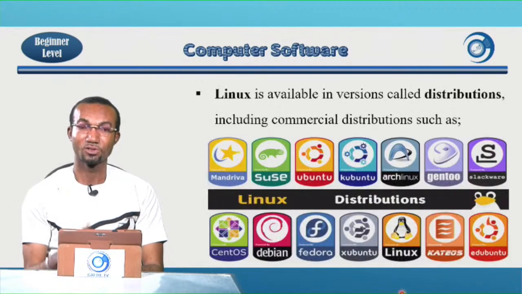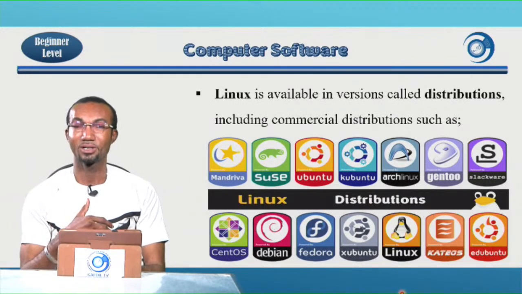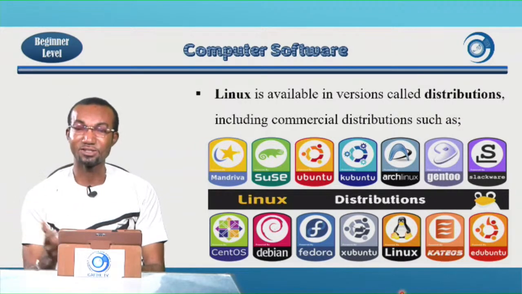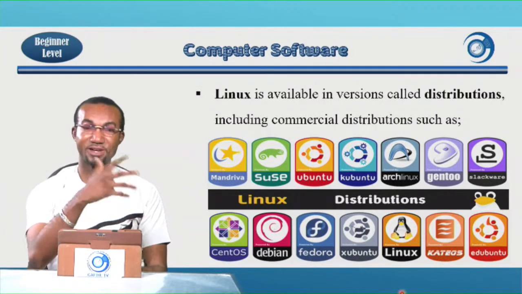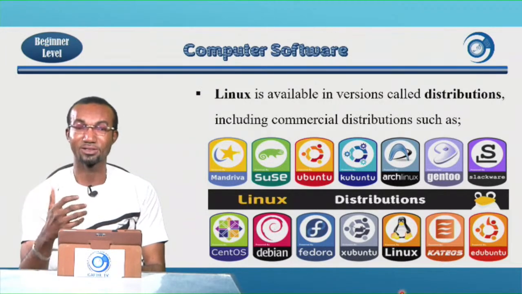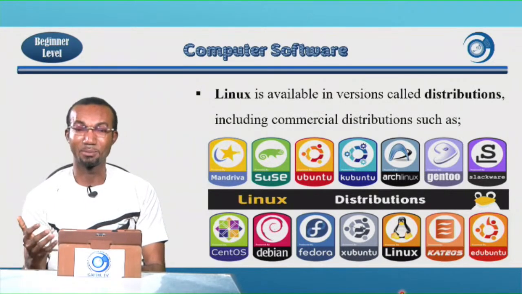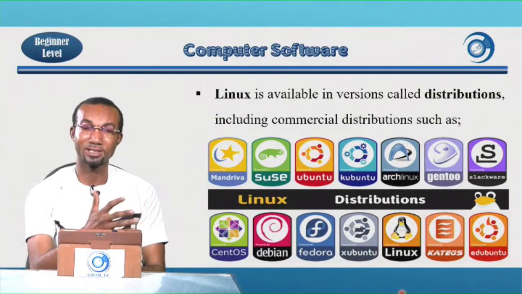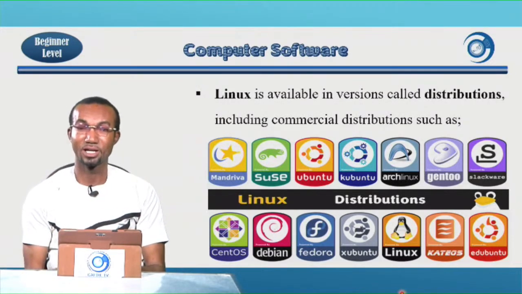Good. So with Windows and Mac, they call theirs versions. When you are asked what are some of the versions of Windows, you can talk about Windows 7, Windows 8, Windows 10, Windows 11. They are versions. When you talk about versions of Mac OS, you can talk about Mountain Lion, Panther, Jaguar, and the rest. They are versions of Mac OS.